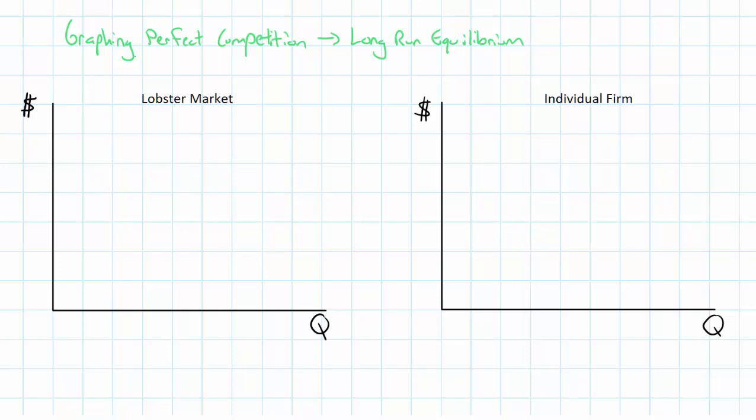Okay, in this video we're going to talk about graphing perfect competition, and we're going to start with the basic graph that you'll see with perfect competition. That's going to be the one where we're depicting long run equilibrium. And to begin with this, I'm going to draw two side-by-side graphs.